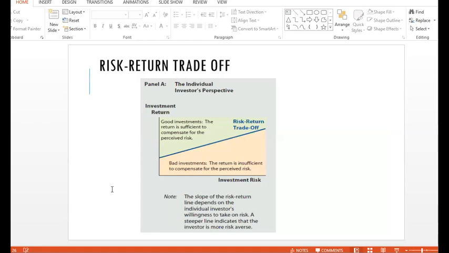We have two types of investments. The investment is either a good investment or a bad investment. Good investments are those in which the return is sufficient to compensate for the perceived risk, whereas a bad investment is one in which the return is insufficient to compensate for the perceived risk.